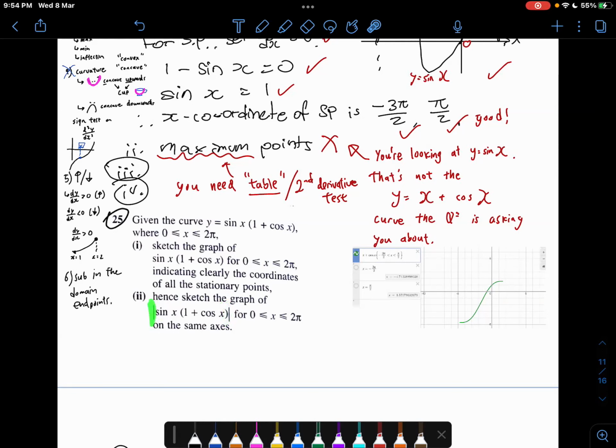Oh, what is it? It is the absolute, absolute value, also known as modulus. Let me just write this down. Modulus function or absolute value function.